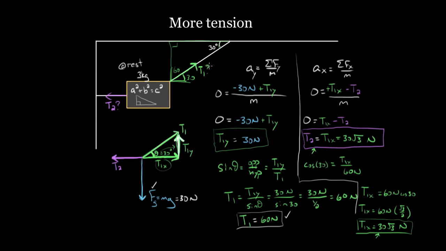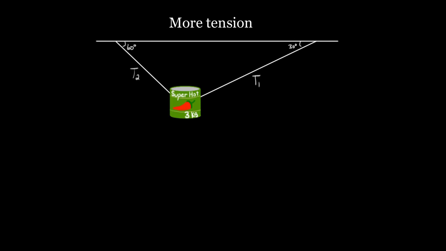All right, so we did it. We figured out T1, 60 newtons. We figured out T2, 30 root 3 newtons. Now we're ready. Now we could figure out the super hot jalapeno problem. We'll do that in the next video.